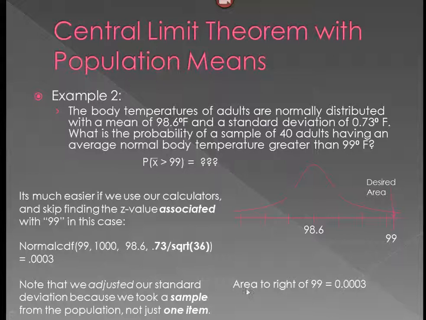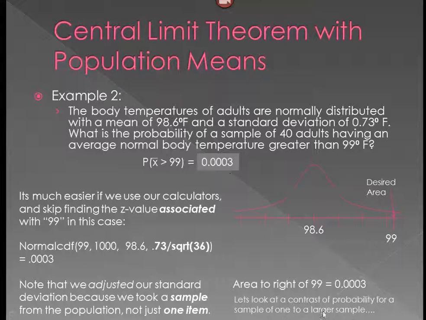So since the area to the right of 99 was 0.0003, we say the probability that a randomly chosen sample will land way up here, higher than 99, is 0.0003, or 0.03%.